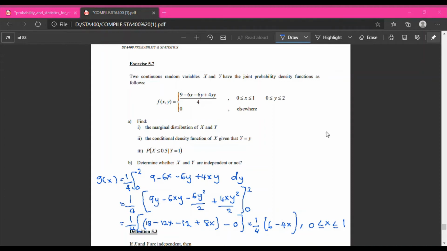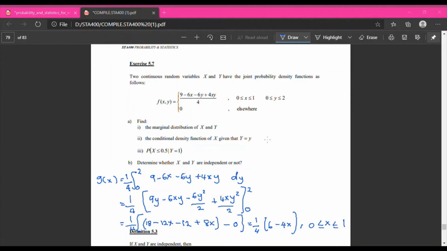So we need to find the other one, which is the marginal for y. So we need to integrate the PDF function with respect to x. Here we need to find h of y. Integration of the function, I also put 1/4 outside. 9 minus 6x minus 6y plus 4xy, integrate with respect to x. The limit for x is 0 to 1.